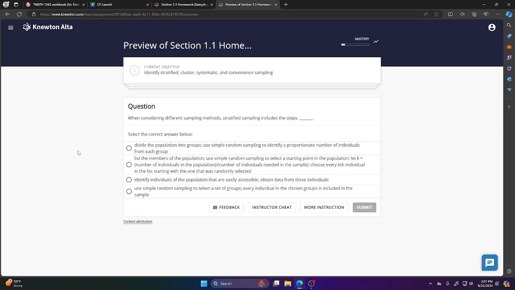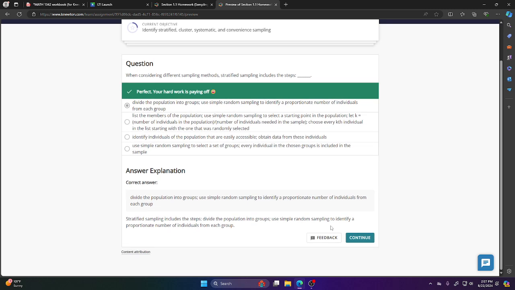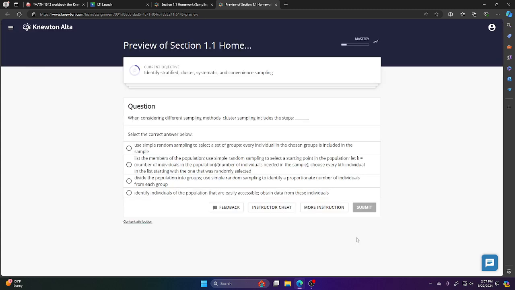Identify individuals who are easily accessible, right outside Walmart. It's convenience, isn't it? And then finally, use random sampling to select a set of groups, and take each person from that group. Everybody in this area code. Everybody with this zip code. That would be cluster. So blah, blah, blah, this dude. Cool? Is that okay? So I'm maybe talking too much when we could have just clicked the top. But I just wanted to make sure we clarify a little bit there.